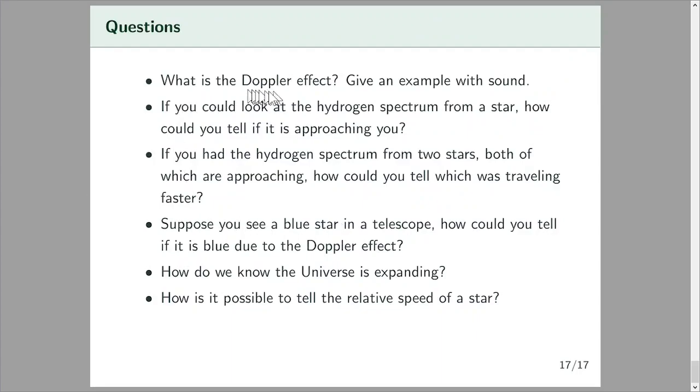So there are here a few questions. What is the Doppler effect? Give an example with sound. If you could look at the hydrogen spectrum of a star, how could you tell if it was approaching? How could you tell if it was receding? Suppose you had the hydrogen spectrum from two stars, both of which are approaching. How could you tell which one was going faster? Suppose you see a blue star in the telescope, how could you tell if it was blue due to the Doppler effect? So these are some other questions.